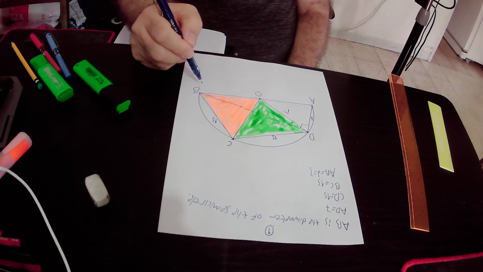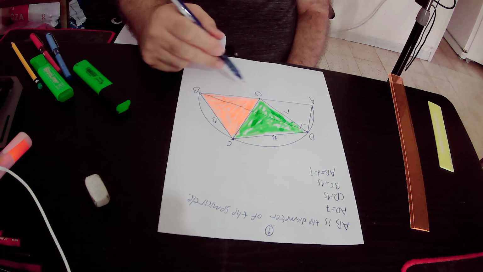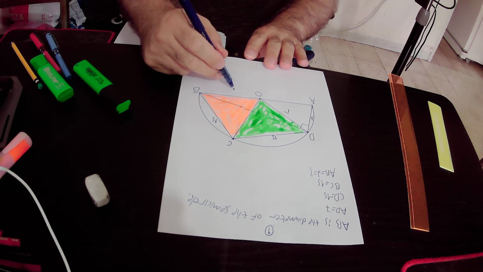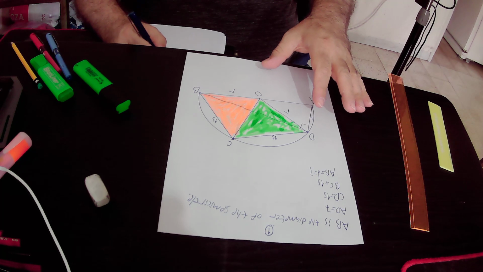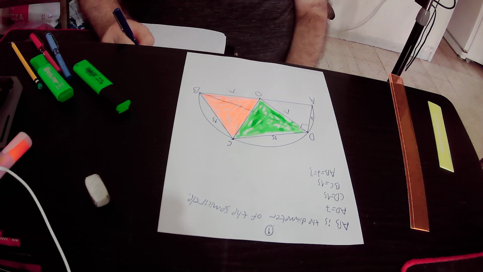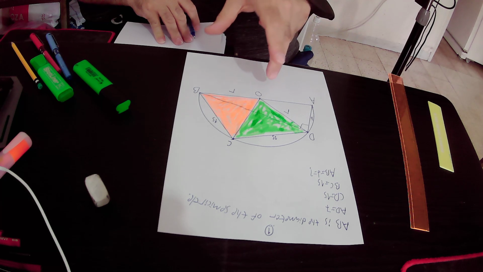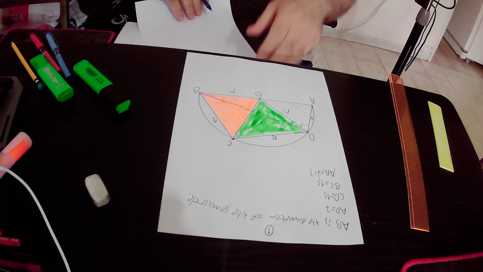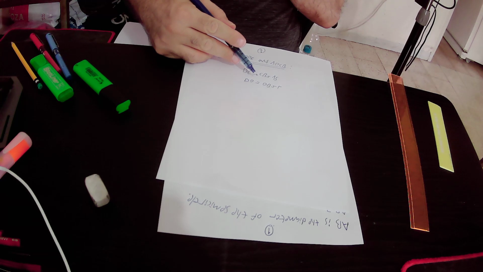And OB is also the radius of this semicircle because it starts from the center of the semicircle, that is to say from point O, and ends at point B, that is a point on the semicircle itself. Therefore, OB is the radius. So side DO of the green triangle is equal to side OB of the orange triangle. Both those two sides are the radiuses of this semicircle, therefore they are equal to each other.